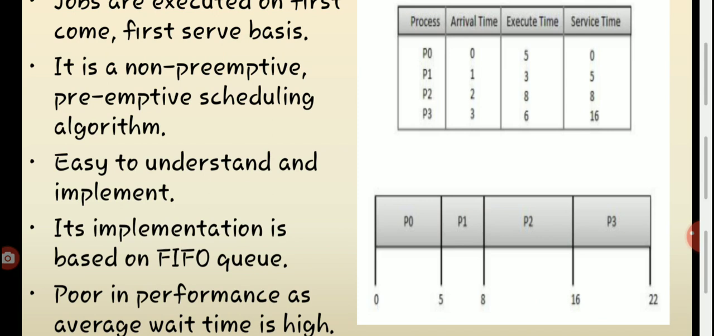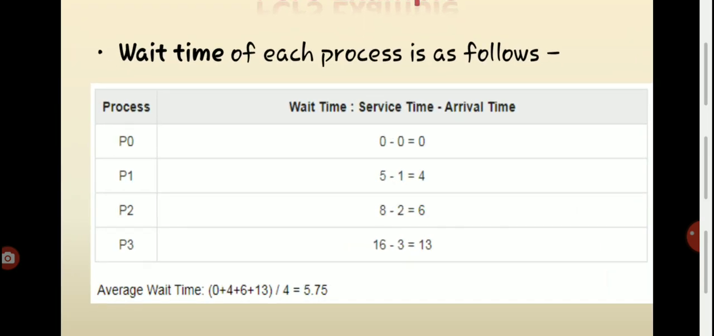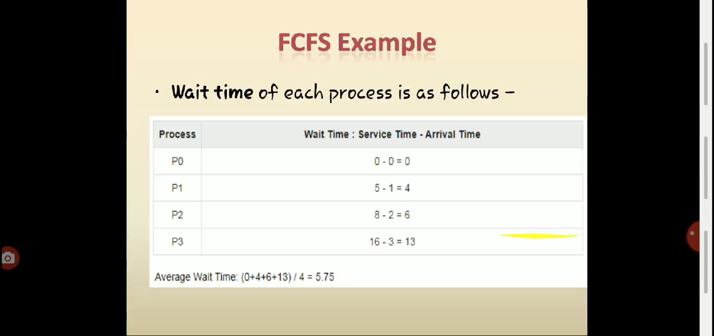For P1 this is 5 minus 1. Okay, for P2 it is 8 minus 2. And for P3 it is 16 minus 3. Okay, so that way it is calculated. So for calculating the average waiting time, we add all the waiting times and divide by 4, because there are 4 processes. We divide by 4 to take the average of the waiting time, right? So it comes around 5.75, right? Keep this in your mind.